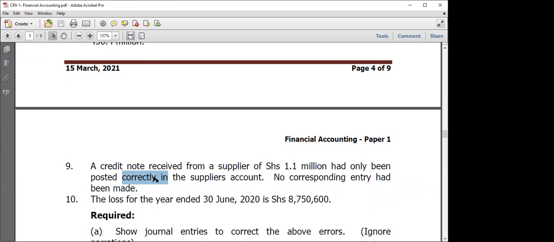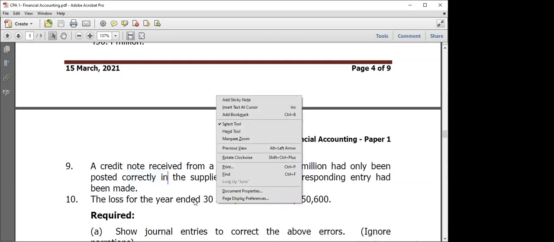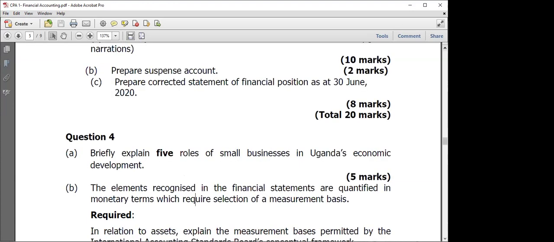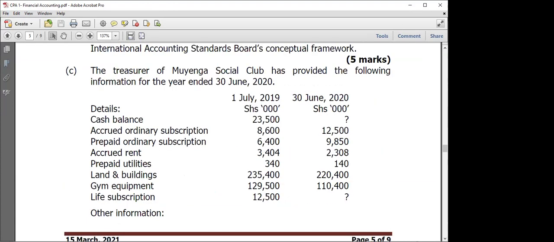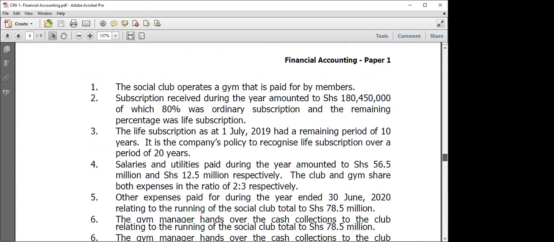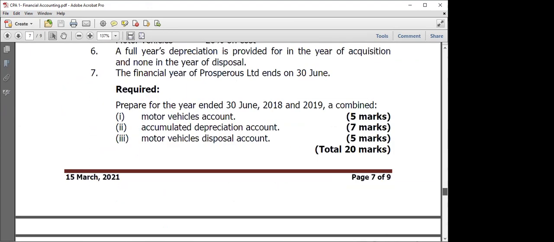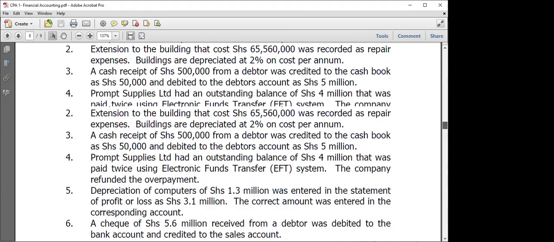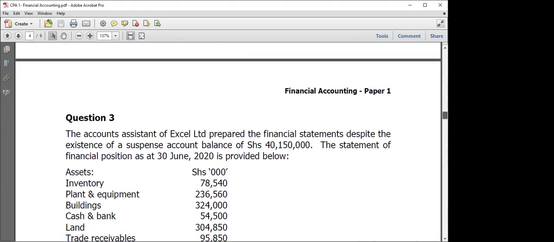Now, lastly, they're giving us 10. They're saying the loss for the year ended is that. Now, this is not an error. It is basically for information purposes. Sorry, I've left the question. I'd moved it down somehow. It's my question 3 right here.